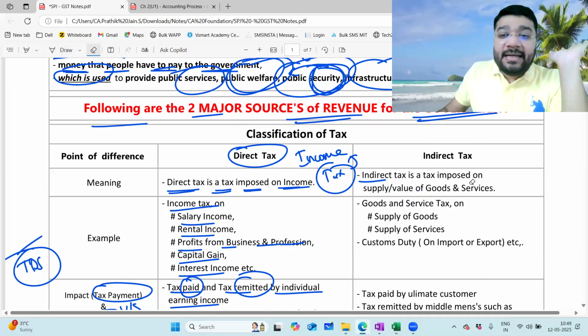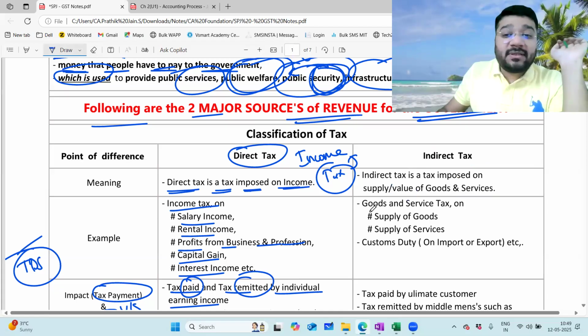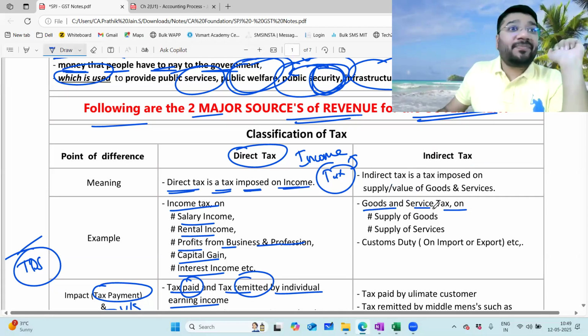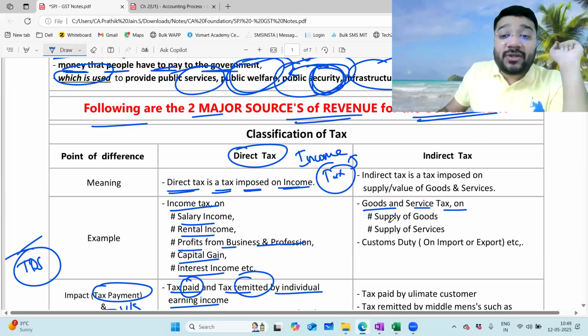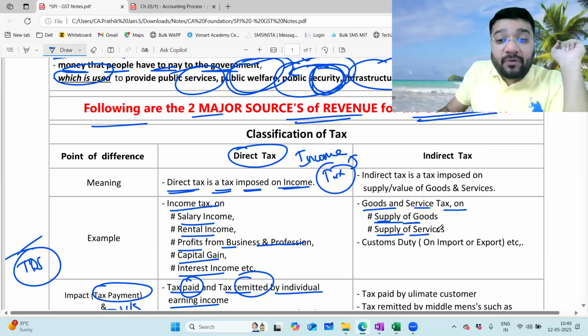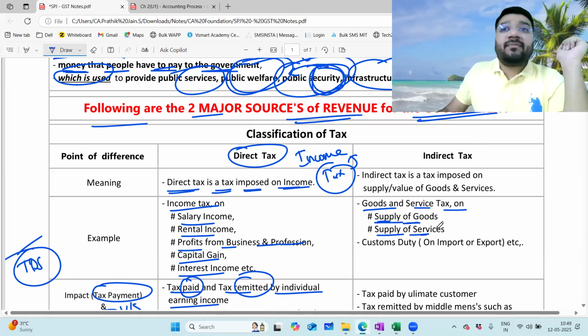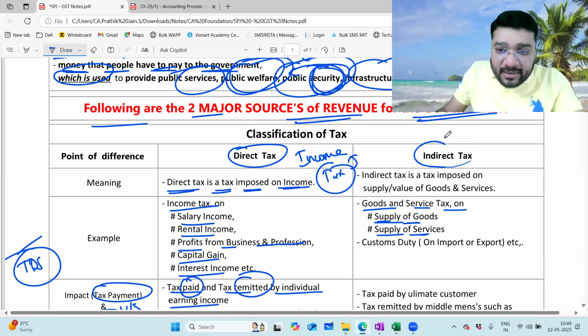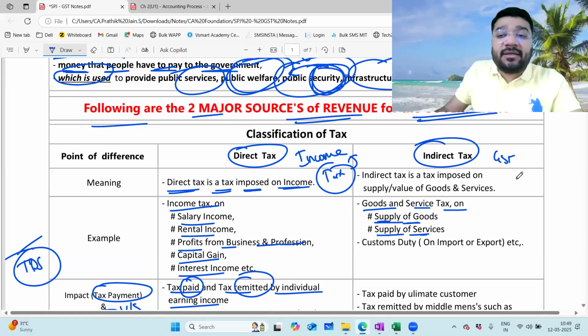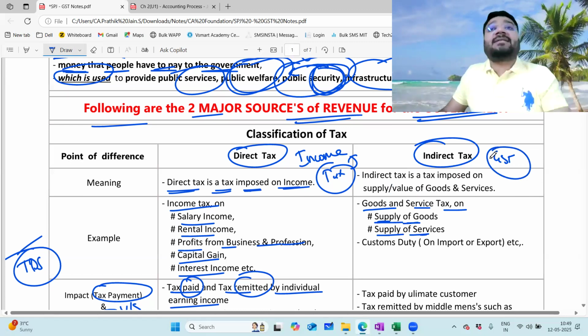Now, indirect tax is a tax imposed on the supply or the value of the goods and services. Goods and Services Tax, GST is on, not income. GST is not on income. GST is on the supply of the goods and supply of the services. My question goes to all of you. Under indirect tax, what comes? GST. Is GST the only tax coming under indirect tax?